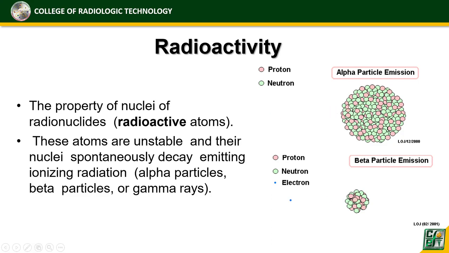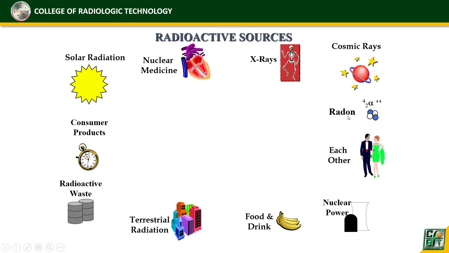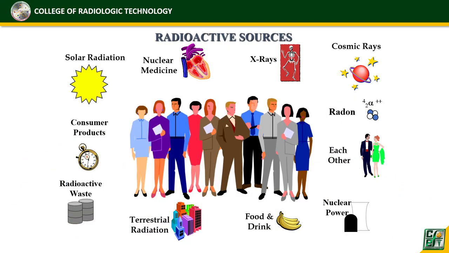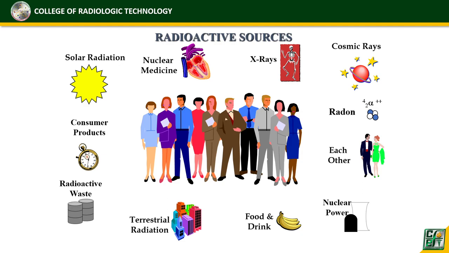Okay? So, as you will see, may nucleus. You can see the nucleus, meron siyang ini-eject. Dito sa beta, meron din siyang ini-eject. Ang na-eject ay electron sa beta particle emission. And dito sa alpha particle emission, dalawang neutron and dalawang proton. So, radioactive sources.